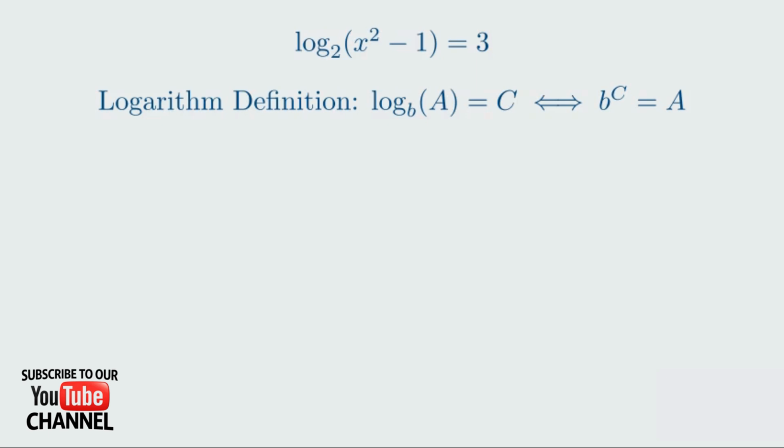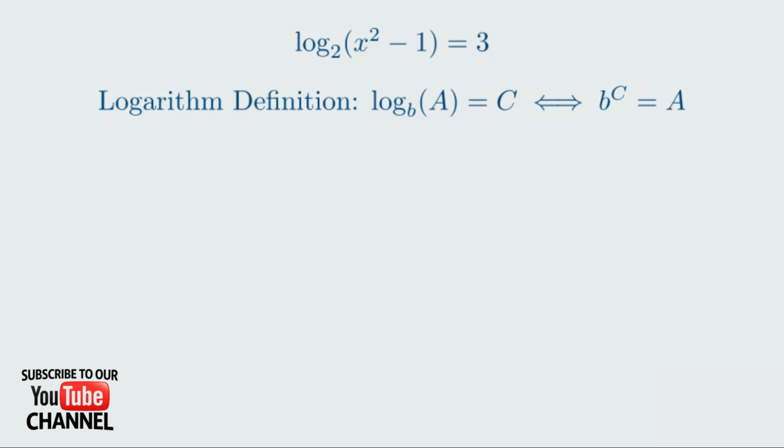Notice how the base of the logarithm, b, becomes the base of the exponent. The answer to the logarithm, c, becomes the exponent, and the argument of the logarithm, a, becomes the result. Let's apply this definition to our problem. We'll identify a, b, and c.